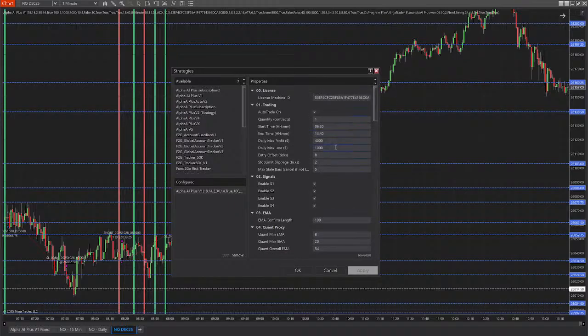So let's say trade the whole day, but give me one trade, and my max daily loss is going to be $2,000. I want to see what happens. I want to see if, even if I lose more than $1,000, if I keep trading the whole day, am I going to make more money or not? Let's see.